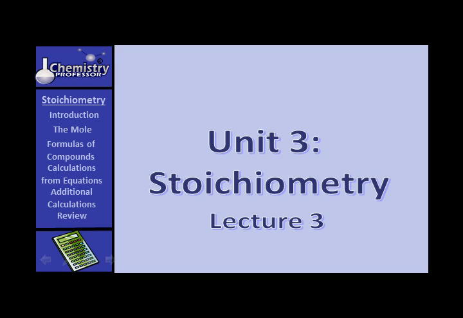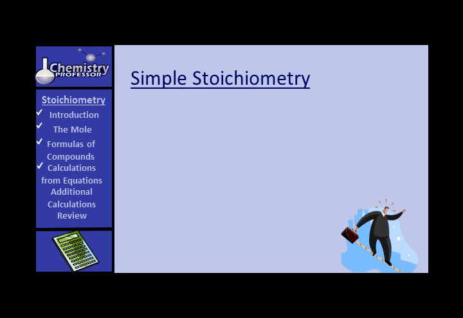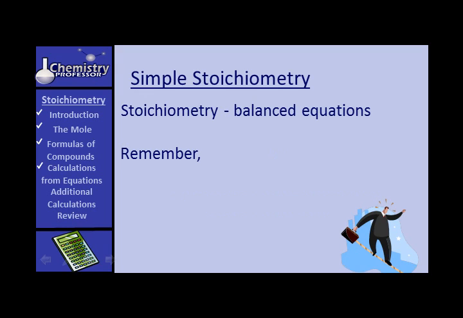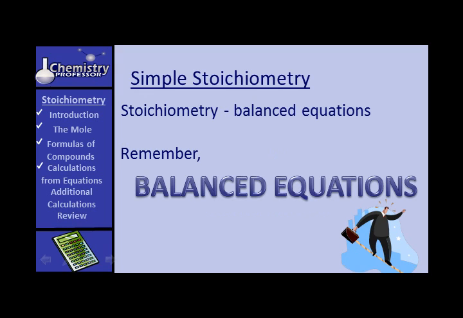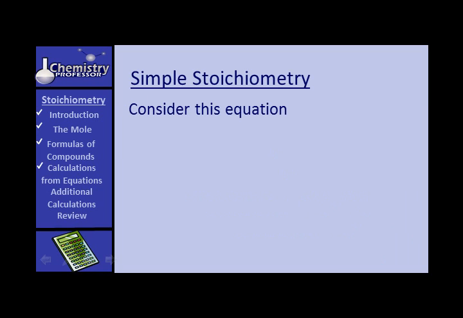Unit 3, Stoichiometry. Simple stoichiometry, that is, calculations based on balanced equations. Remember the key term, balanced equations. Let's see how it's done. Let's look at a balanced equation. In this case, P4O10 plus 6 H2O yields 4 H3PO4.